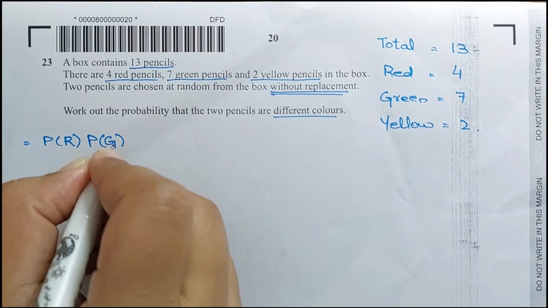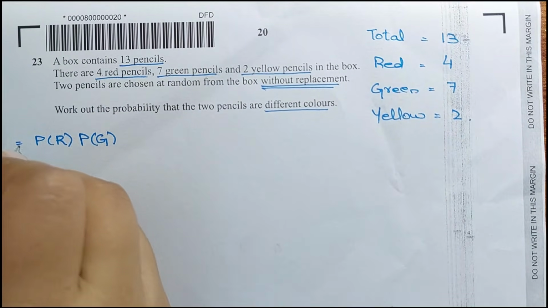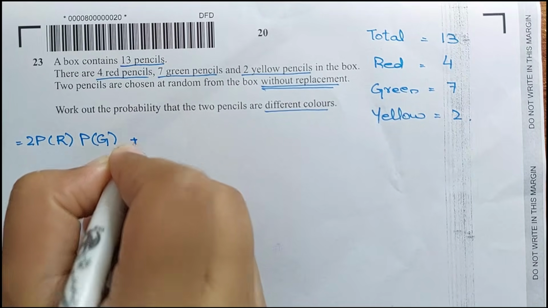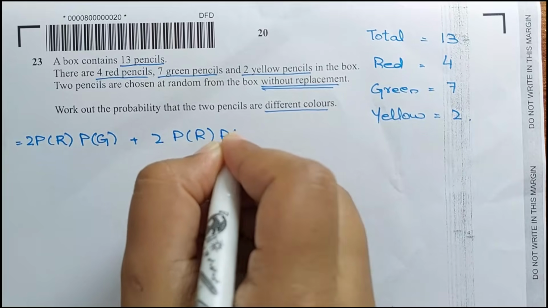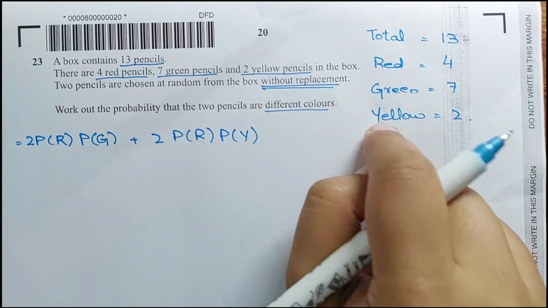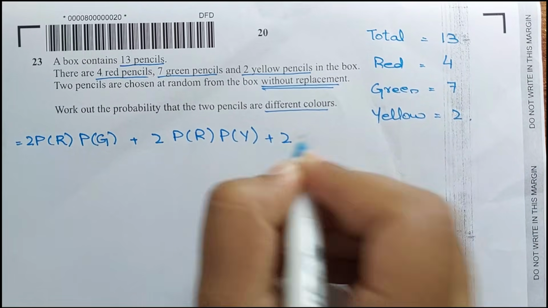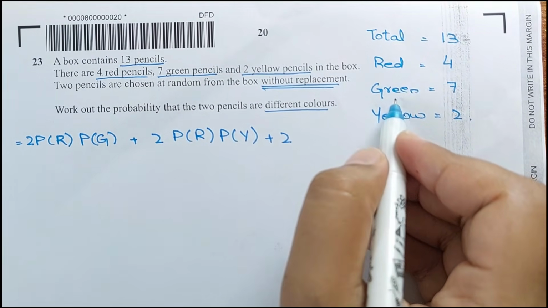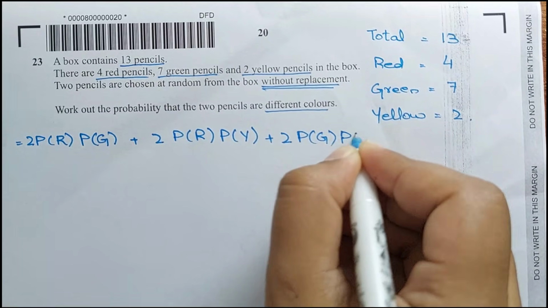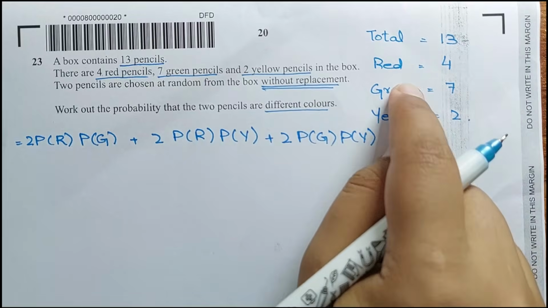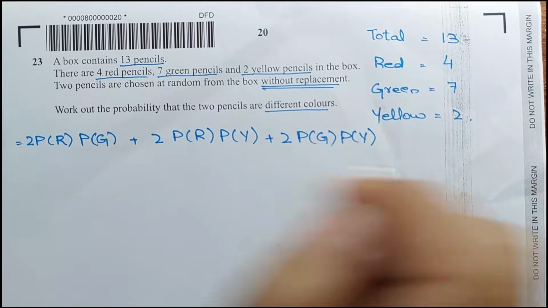So red green or green red. Red with a green or green with a red, there are 2 pairs. So you have to times it by 2. Plus again 2 pairs, the probability for red and with yellow. The first is red, other is yellow, or the first is yellow and the other is red. Plus 2 times we can make with the green. Green with the red is done. Green with yellow, green and yellow or yellow green. Yellow with red is done.